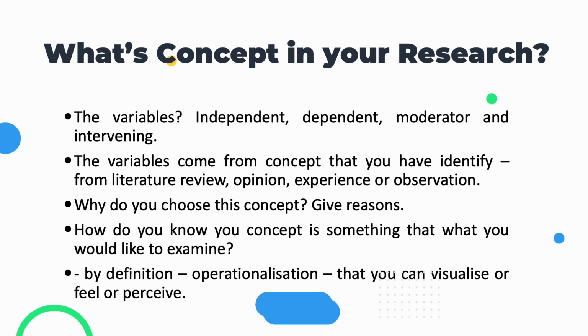And then they say that variables actually come from the concept that we conceptualize or define. Okay, why do you choose this concept? Then we have to justify why. It depends on the dependent variable. Okay, how do you know your concept is something that you would like to examine? For this, you must look at the literature or the research before, which was selected by the previous scholars or the previous researchers.